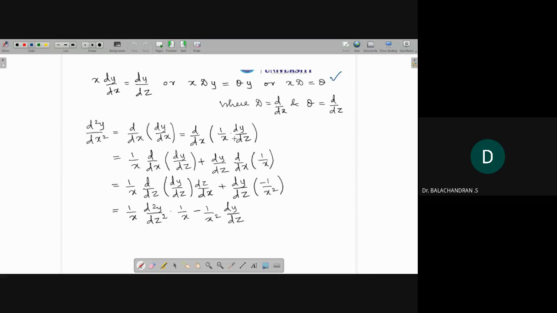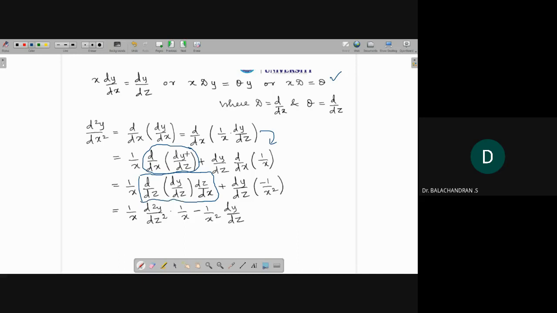Here we apply the uv rule, so you should keep 1 by x here. If you differentiate dy by dz with respect to x, that is 1 by x into d by dx of dy by dz, plus v, which is dy by dz, into the differentiation of 1 by x. Now 1 by x into d by dx of dy by dz is the same as d by dz of dy by dz into dz by dx. So this is the chain rule.